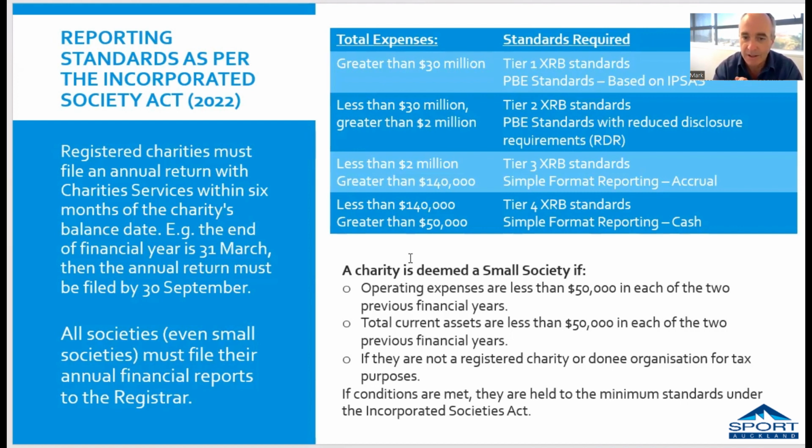A charity or an organisation is deemed small if its operating expenses are less than 50,000 in the last 2 financial years, and your current assets, so items that the organisation owns, are less than 50,000 in the last 2 financial years. You're not a registered charity and don't have donee status for tax purposes. They are held to the minimum standards under the Incorporated Societies Act.